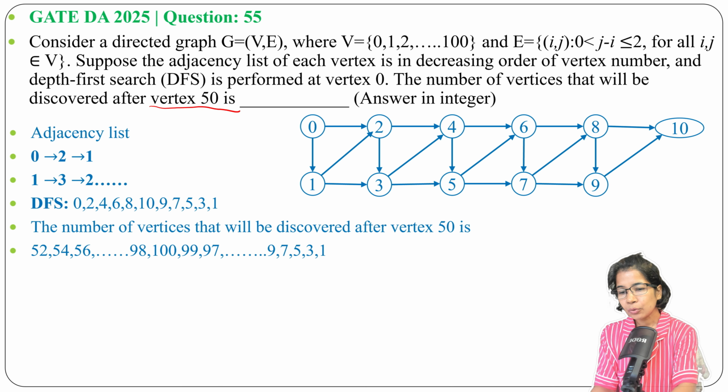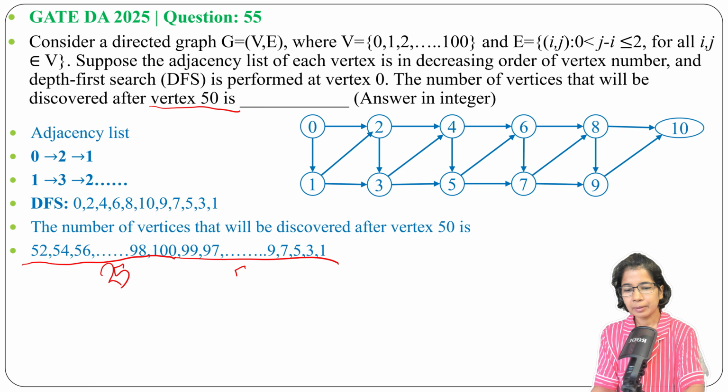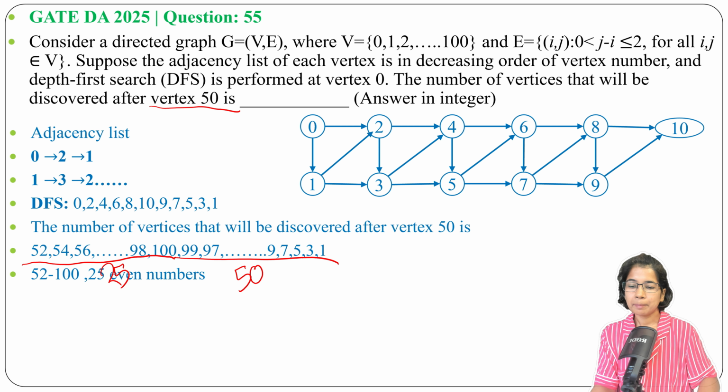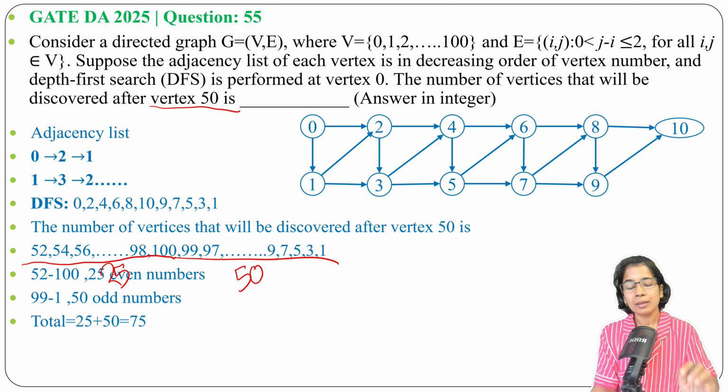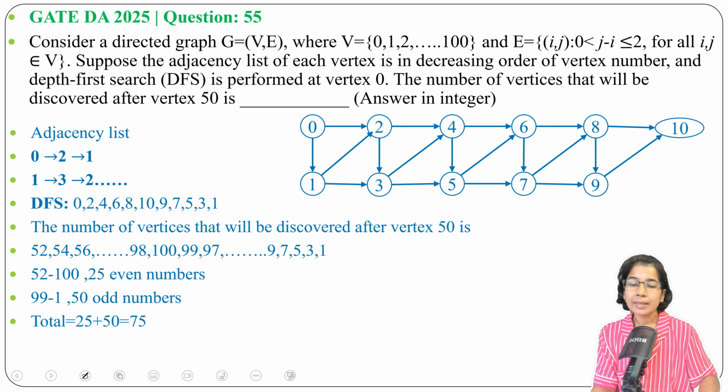So from 52 till 100, there will be 25 vertices, that is 50 divided by 2, 25. Then this is 50. So 25 plus 50, it will be 75. After vertex 50, it will visit 75 vertices. So after 50 till 100, then it backtracks and goes back till 1. So the answer will be 75. This is one way we elaborate the DFS.